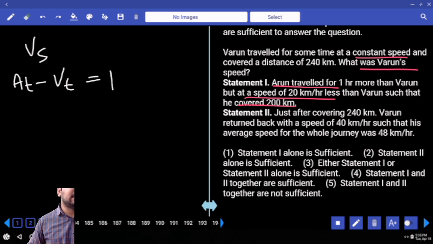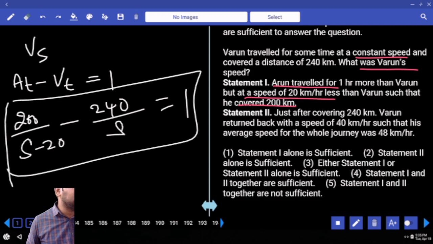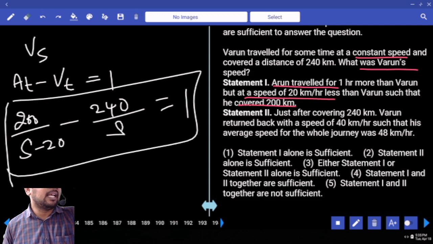Arun distance is what? 200 kilometers by speed. Speed we don't know. Varun distance is 240. Varun speed we don't know. If you assume Varun speed is S, Arun speed is S minus 20, then you will get 1. Then if you solve this one, then you will get S. Statement 1 alone is sufficient to say the answer.